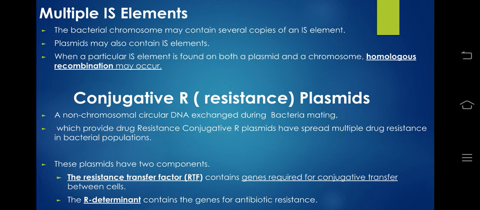Conjugative R or resistance plasmids are non-chromosomal circular DNA exchanged during bacterial mating, which provide drug resistance. Conjugative R plasmids have spread multiple drug resistance in bacterial populations. These plasmids have two components. The resistance transfer factor or RTF contains genes required for conjugative transfer between cells. The R determinant contains the genes for antibiotic resistance.